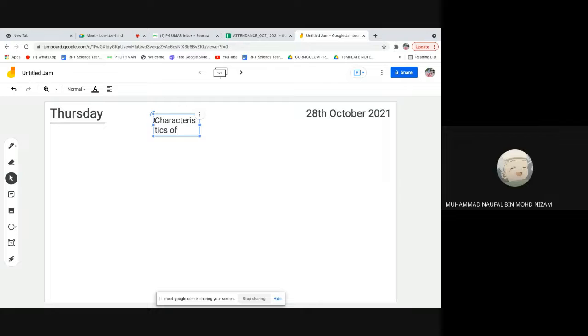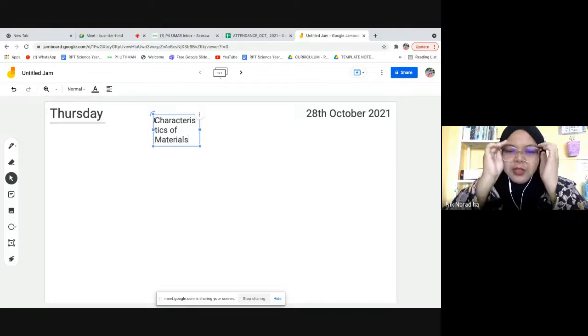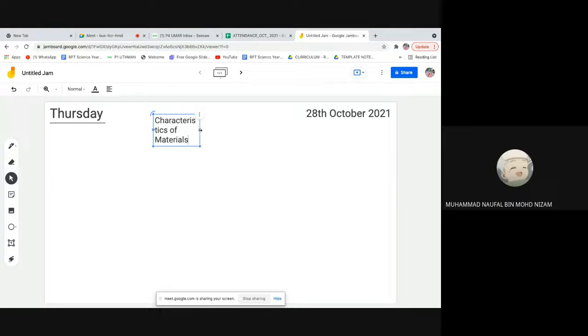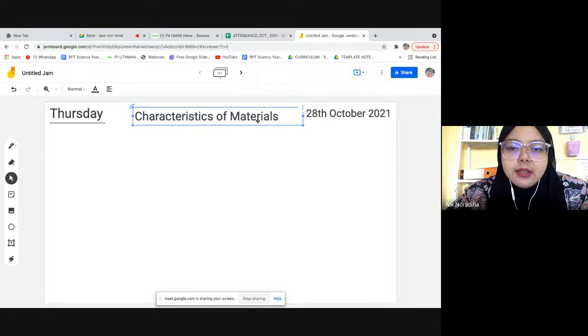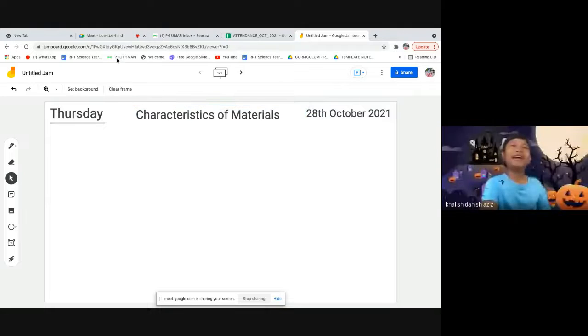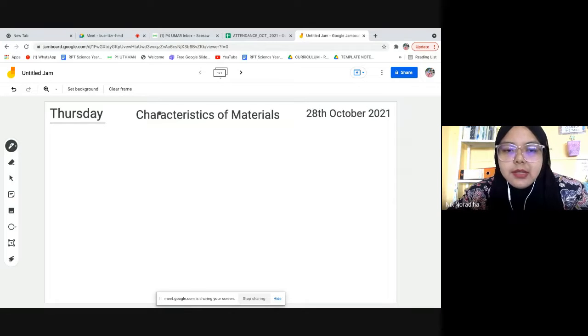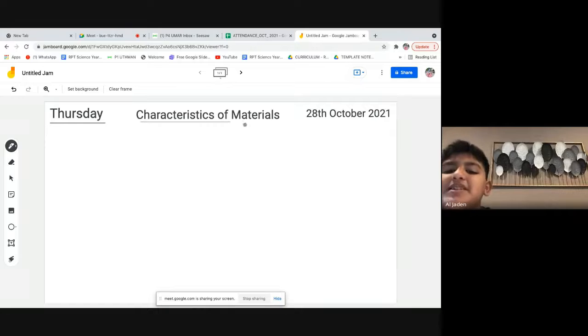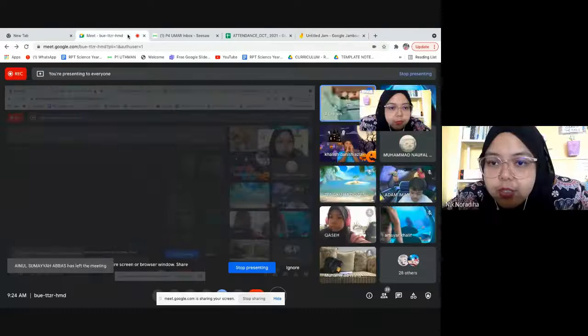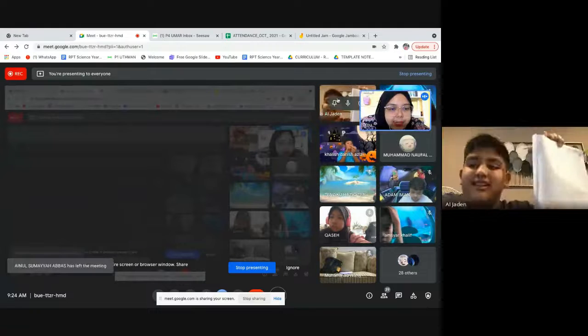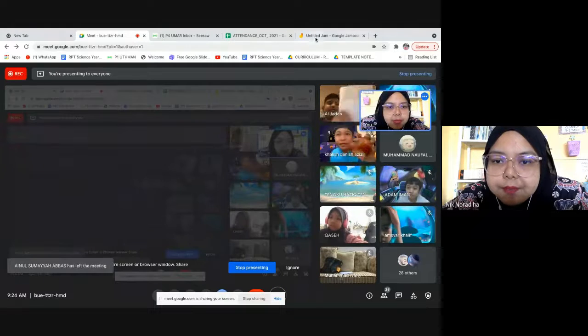Teacher, my practical book only has one page left. One page? Ah, I just noticed. It's okay. Teacher, I like properties of material. Can? It's okay. Teacher, my book is finished but I found a space here that is a little dirty. Where is it? Here. Okay, can use. No problem. It's okay.